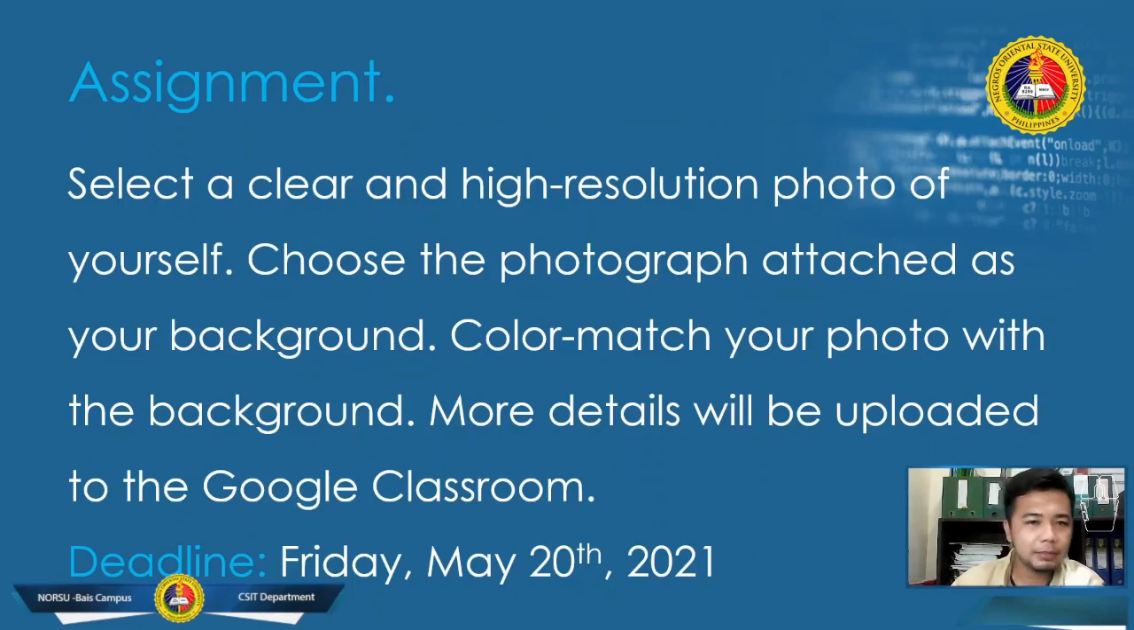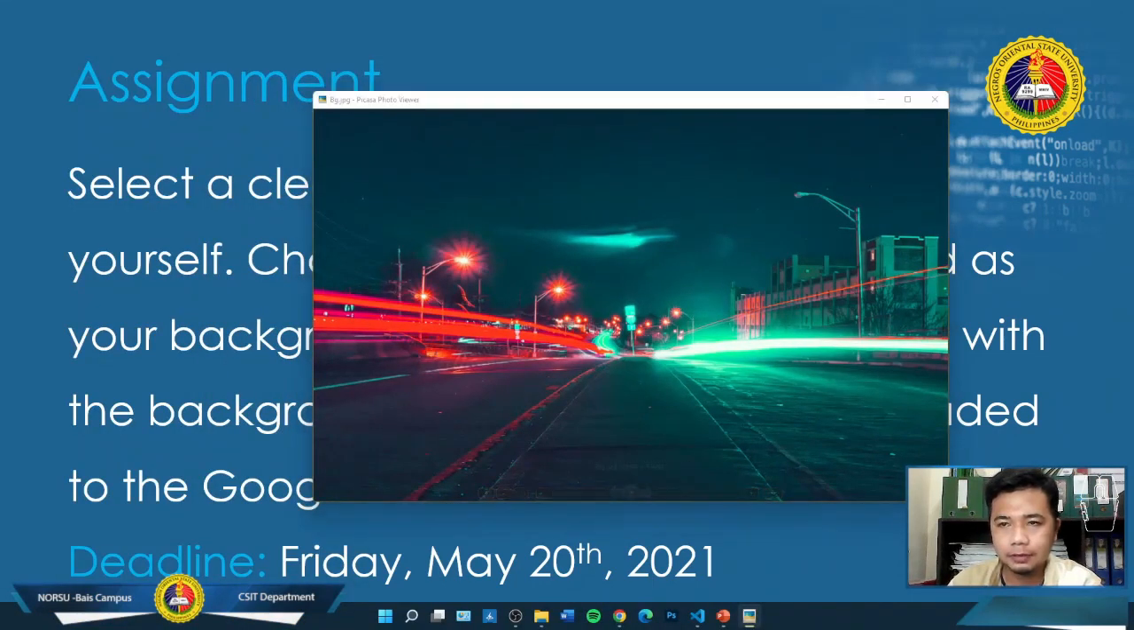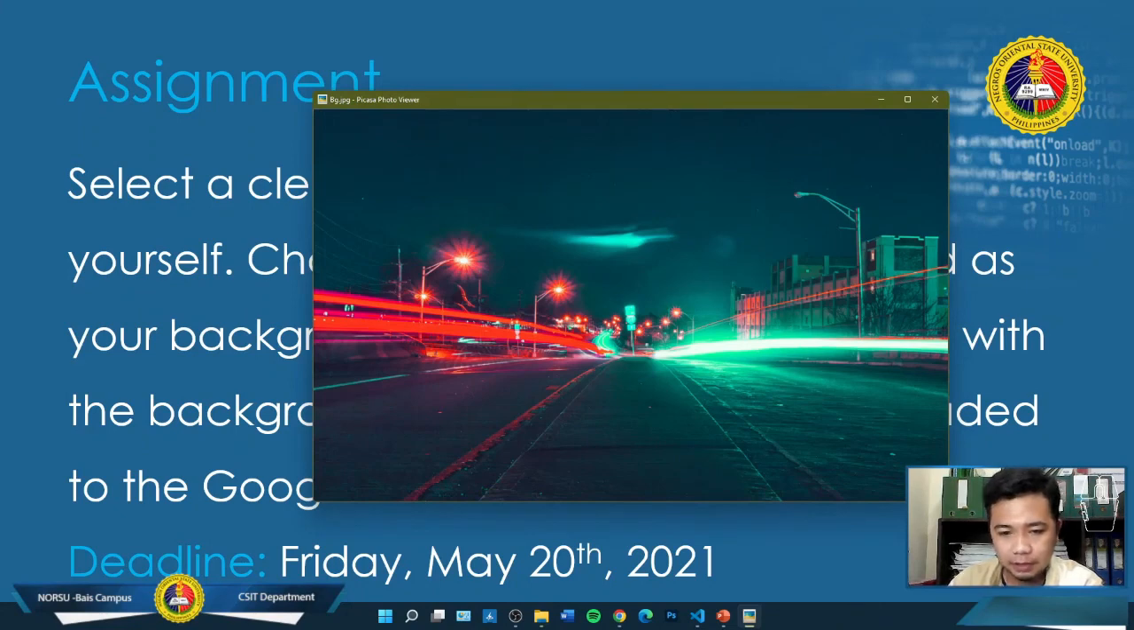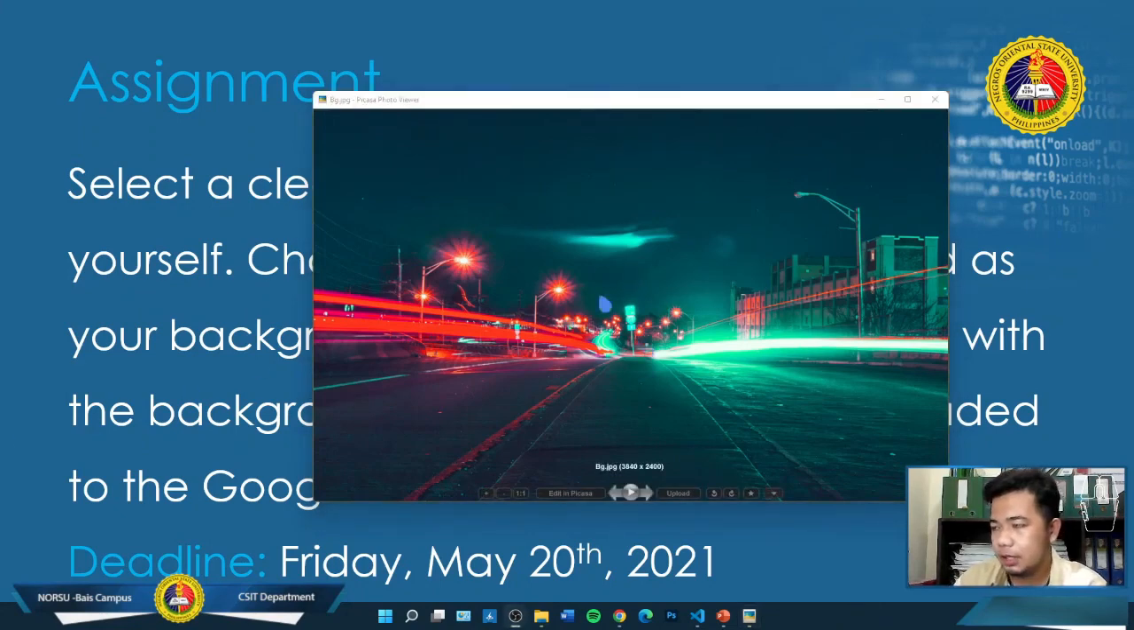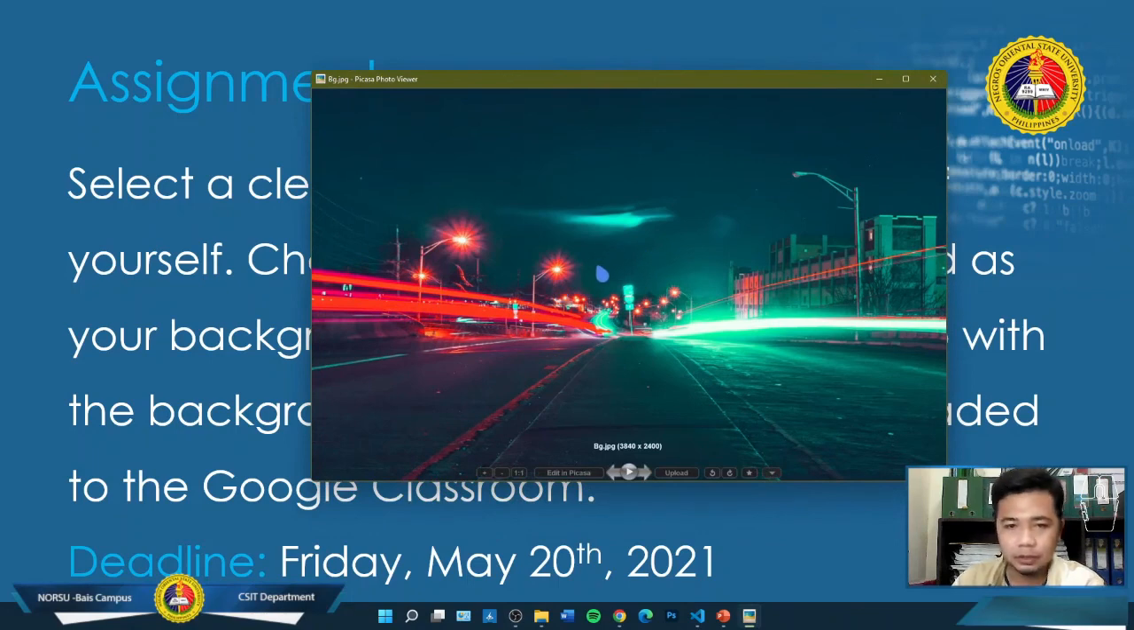Okay, so for your assignment, please select a clear and high resolution photo of yourself. Choose the photograph attached as your background. So you're going to color match your own photograph, the photograph of yourself, and the background photo that I'll be sending you. Actually, it should be the same thing. Let me show it to you. All right, so this will be the background photograph, and then you have to select a photograph of yourself, and then you have to color match this photograph with your own photograph.